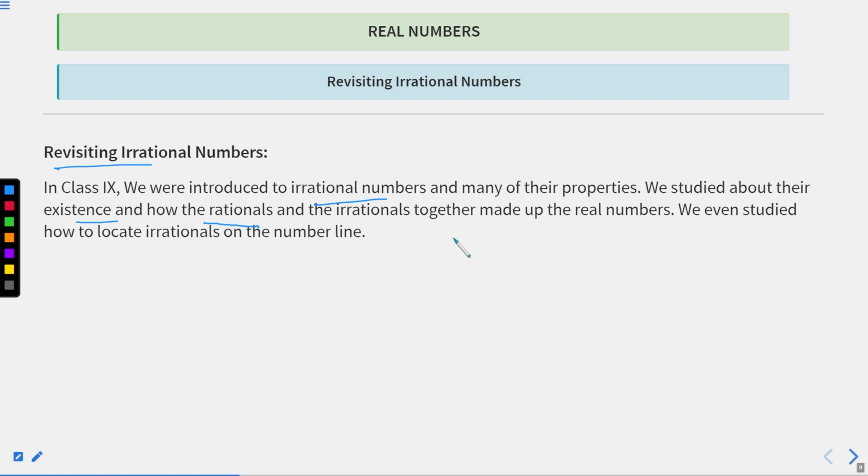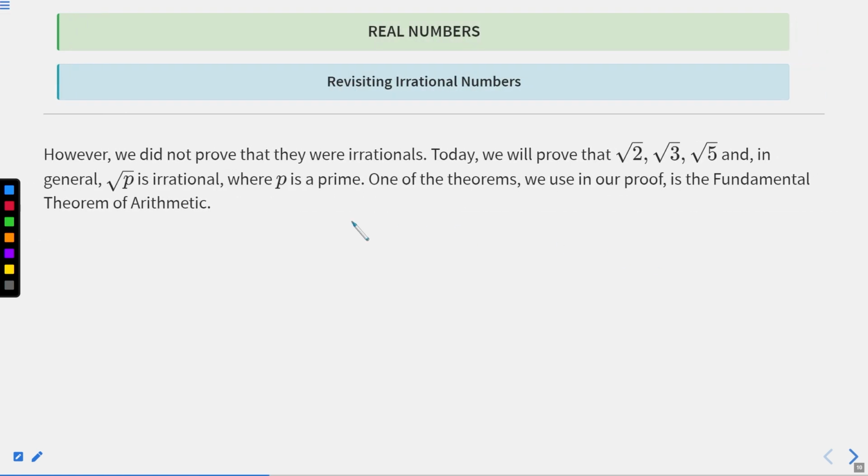Now, however, we did not prove that they were irrational numbers. There we basically defined what irrational numbers are: they cannot be expressed as a fraction, or their decimal expansion is non-terminating and non-repeating. So there we did not prove that they were irrational numbers.